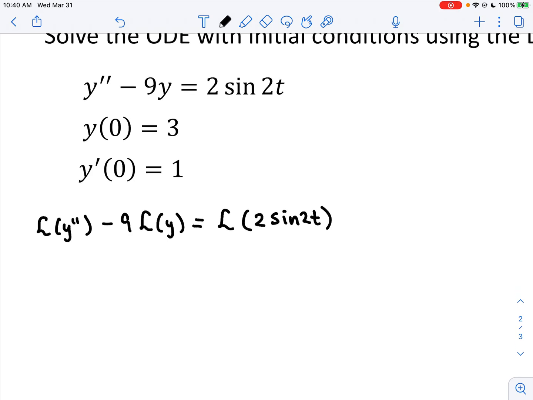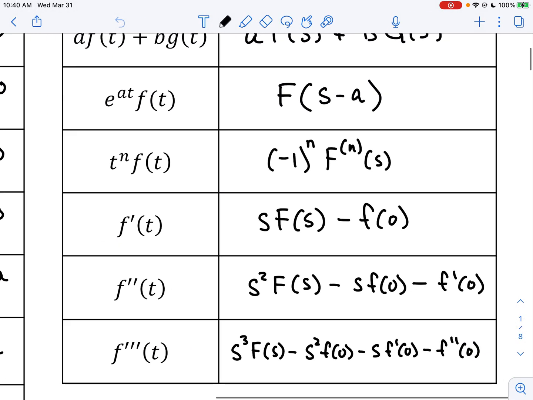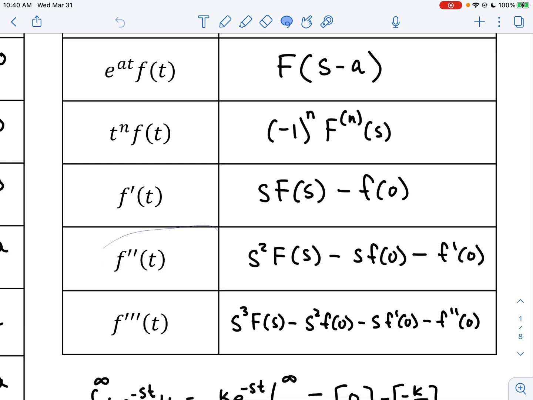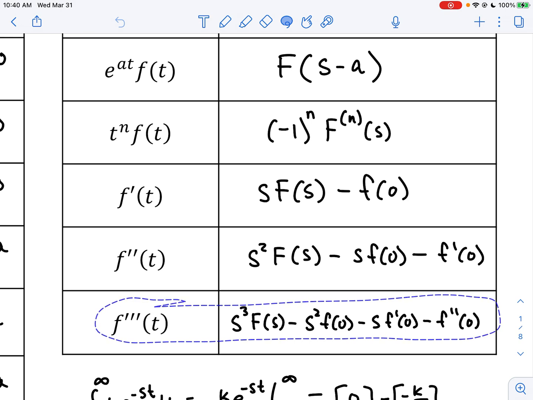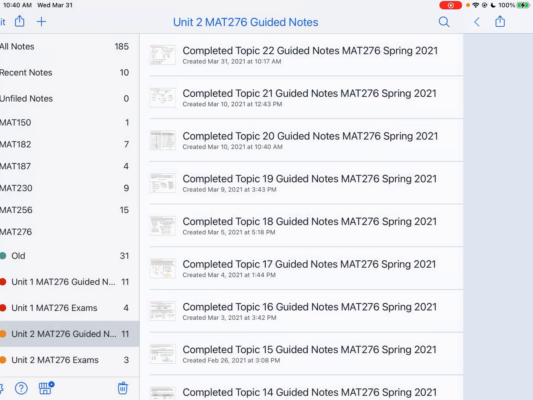Okay, the Laplace transform of the second derivative. Let's go back to our table here and go over to the second column. Here's a Laplace transform for the second derivative, and if ever you need to use Laplace transforms on a third order differential equation, you could use this last entry, but let's focus on right here. We're going to get s squared times the Laplace transform of the function minus s times little f of 0 minus f prime of 0, little f prime of 0. So we're going to adapt this and use it, but in terms of y.